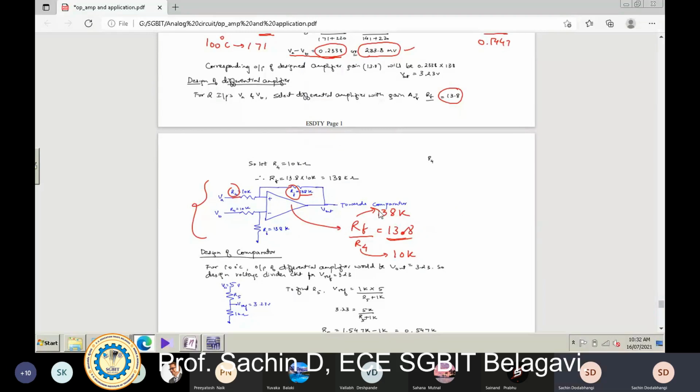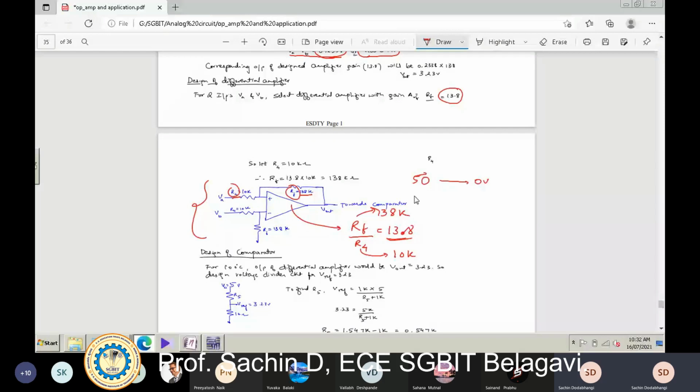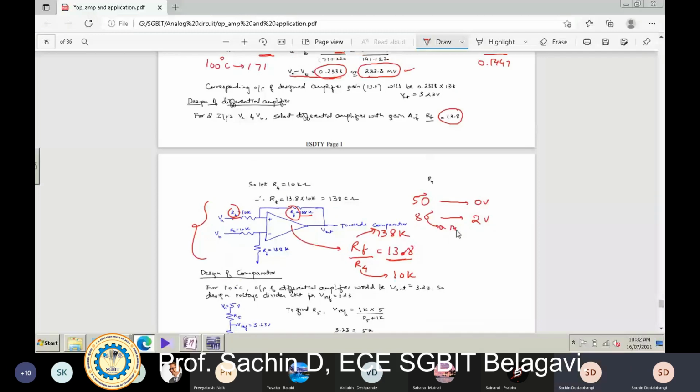So this is my design. I have converted 50 degrees centigrade to 0 volt and 80 degrees centigrade to 2 volt. How did I convert? Initially for 80 degrees centigrade I got 0.1447, but the required was 2 volt, so I used the amplifier here, having the gain of 13.8. So 0.1447 multiplied by 13.8, I will get 2 volt.